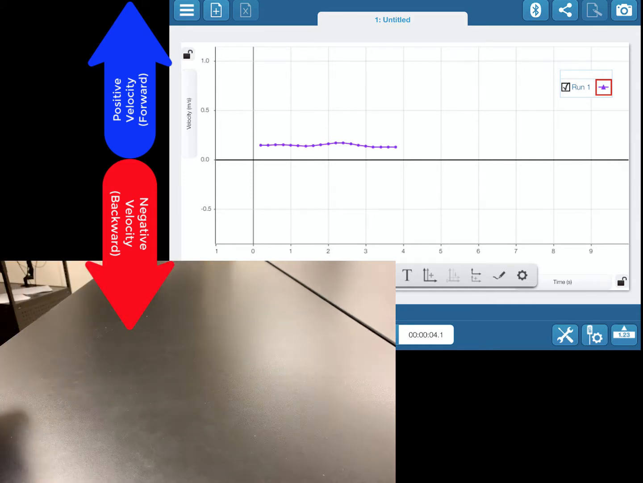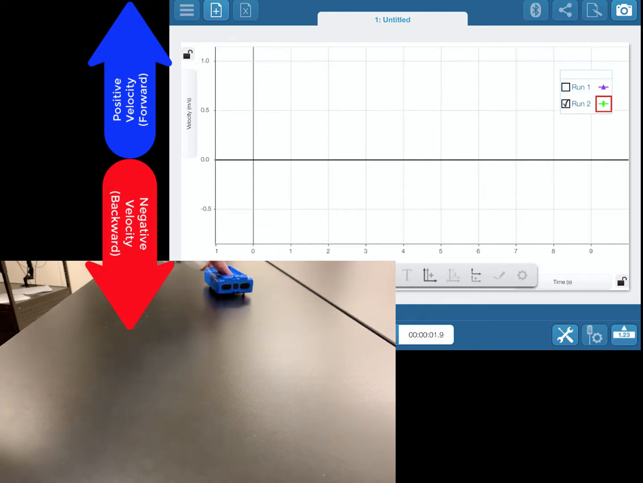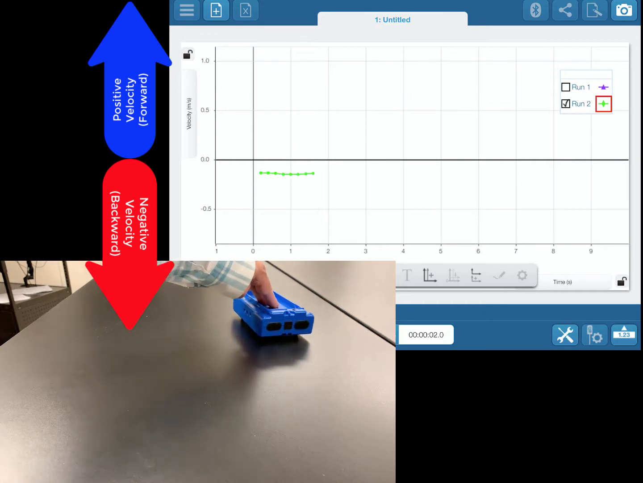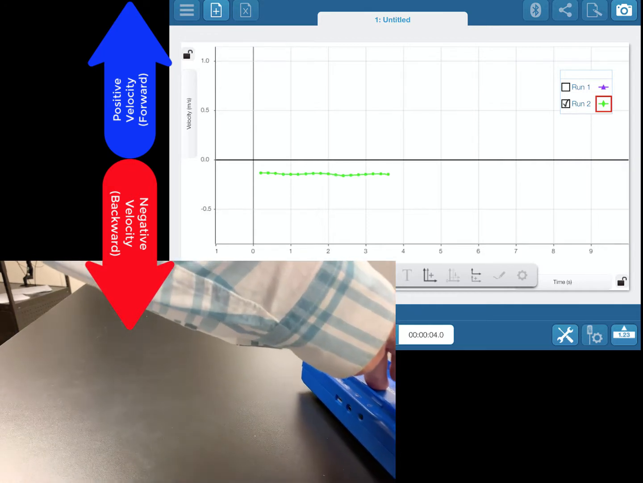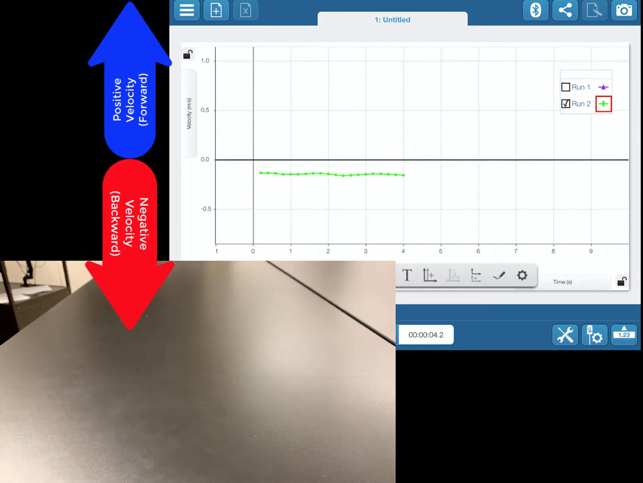Now let's take a look at what that would look like going backwards at a constant velocity, and then we can compare the two. I'll start this and try to hold a constant velocity in reverse. All right, so we see that we have, again, a flat line, but this time the line is located below that y=0 or x-axis line because our velocity is negative.